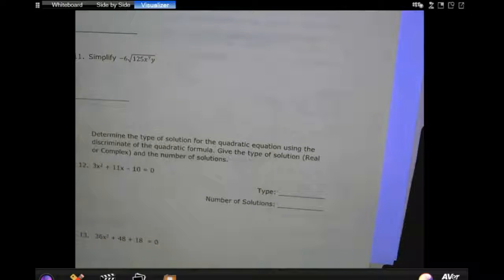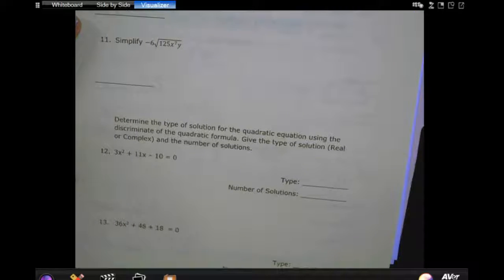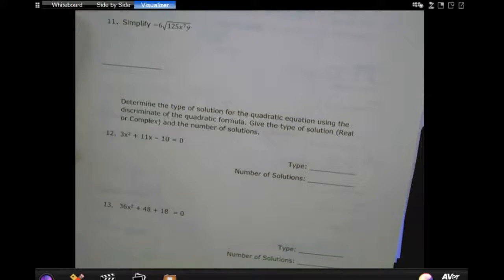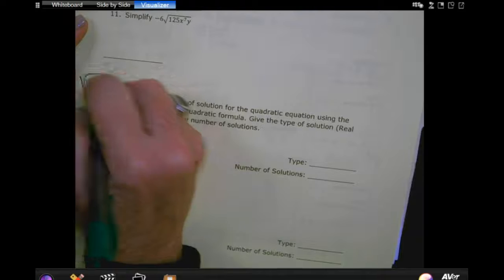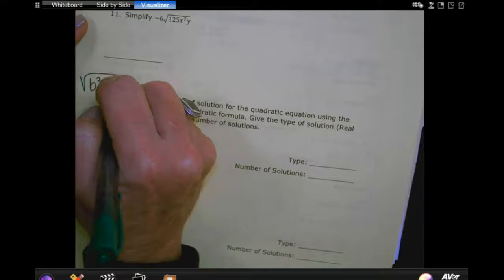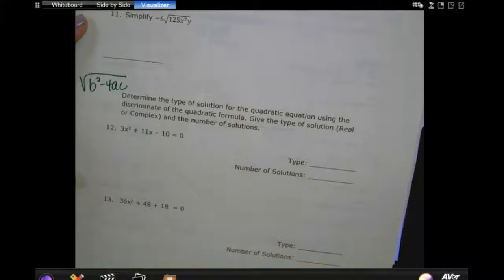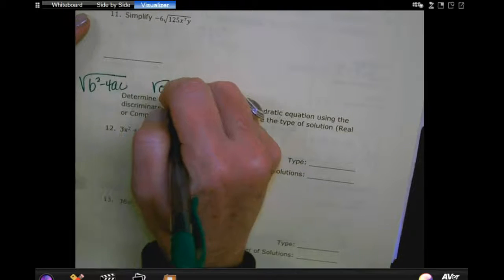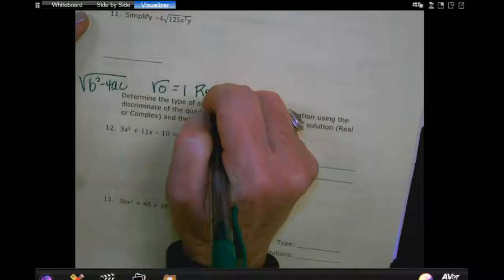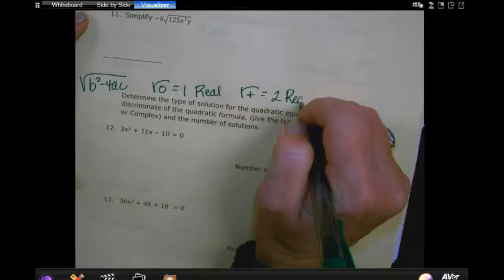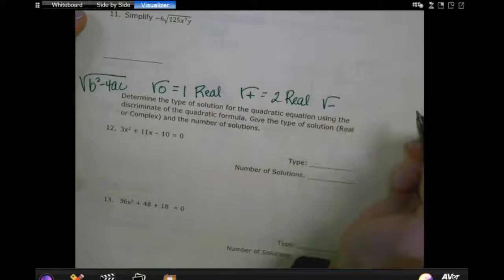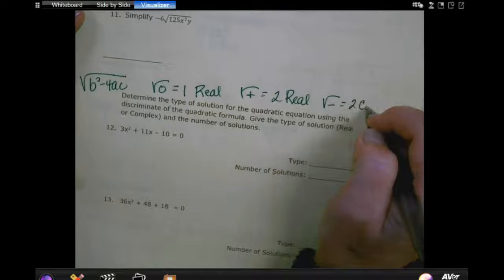Okay, turn over and go to number 12. So for those of you that were out celebrating the Astros when we were all here learning something, this is the discriminant. It's the square root part of the quadratic. And if the discriminant is 0, you get one real solution. If the discriminant is positive, you get 2 real solutions. And if the discriminant is negative, you get 2 complex solutions.